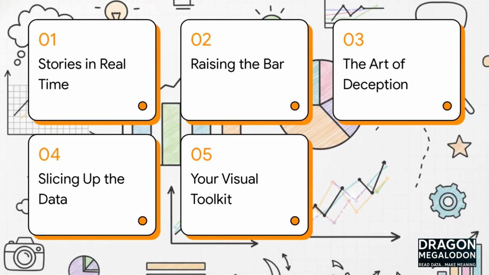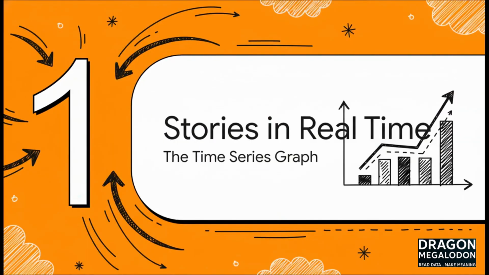First, we'll look at how to track stories as they unfold over time. Then, we'll get into comparing different groups, head to head. After that, a really crucial part, the dark arts of data viz, how to spot when you're being misled. We'll wrap up by mastering how to slice up the data, and then we'll pack it all into your own personal toolkit. All right, first up, the time series graph.